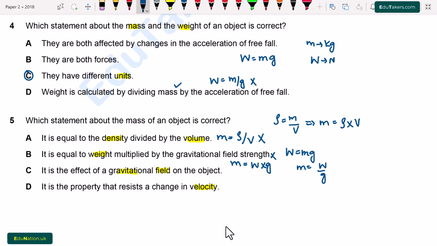It is the effect of the gravitational field on the object. This is also incorrect. Only option D is correct, which shows that it is a property that resists a change in velocity.